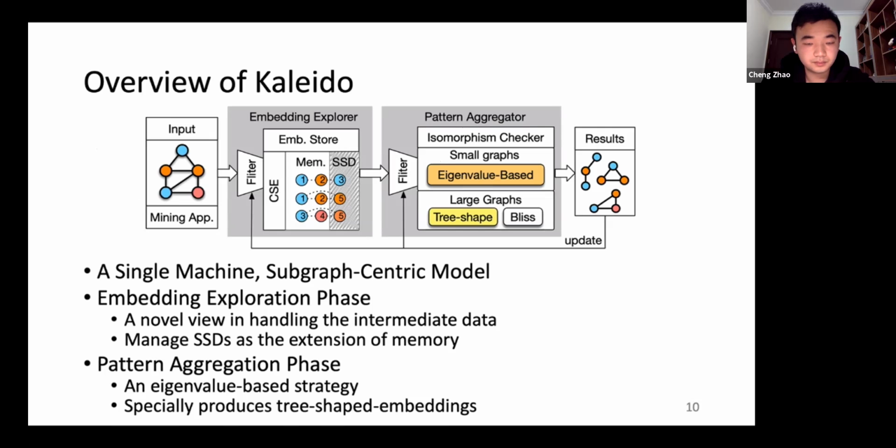Okay, here comes the overview of Kaleido, a subgraph-centric graph mining system on a single machine. In the exploration phase, we propose a novel view in handling the intermediate data and manage SSDs as an extension of memory. In the pattern aggregation phase, we use an eigenvalue-based strategy to check the small graph's isomorphism, and specifically produce tree-shaped embeddings for large graphs.